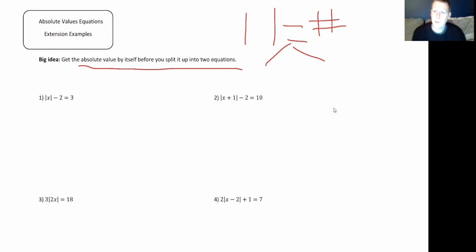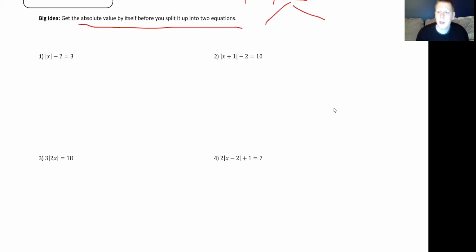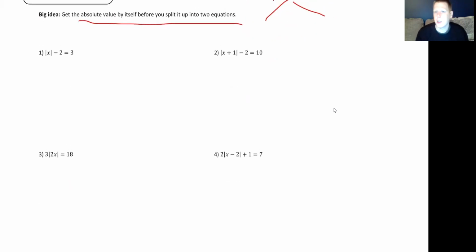So we're going to look at a few examples. These will be similar to the questions you're going to see on the exit slip. So your goal is to get that completed either today or Friday, depending on how quickly you work. You might finish earlier and not have to do as much tomorrow.